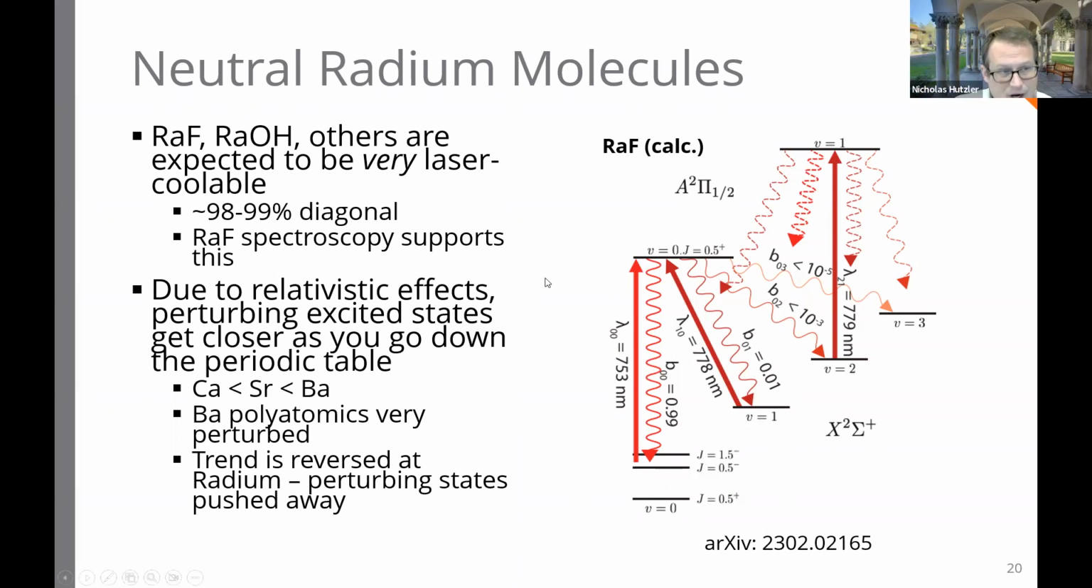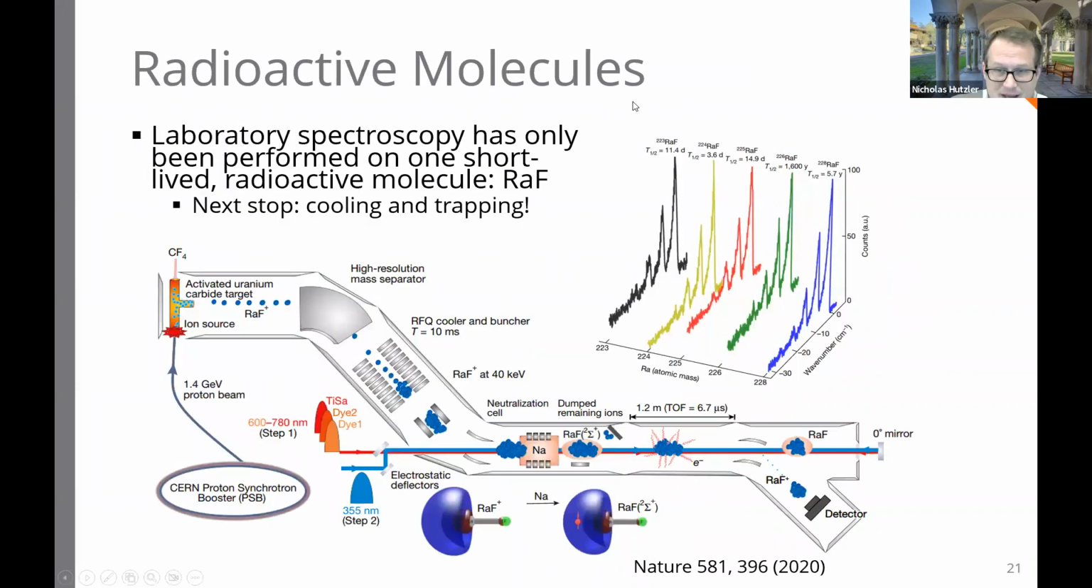And so you kind of recover some of the diagonality you start losing as you go down the periodic table. So, go figure. And so the spectroscopy I mentioned, it's very impressive. There's only been one sort of short-lived radioactive molecule ever probed spectroscopically in the lab. And that's radium fluoride. And it was done with a very impressive, complicated setup at CERN.